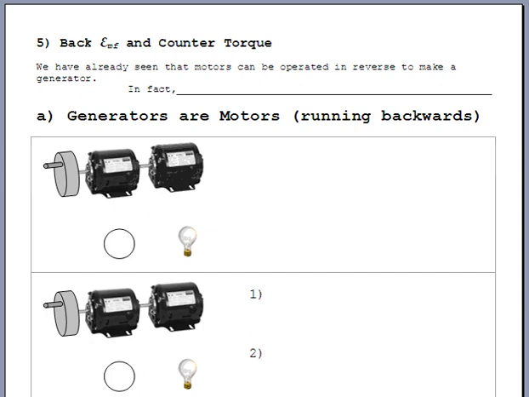We've already seen that motors can be operated in reverse to make a generator. Yep, okay, that's true. But I don't want you to have the impression that it can just be one or it can be the other. It turns out these devices are both a motor and a generator at the same time. So let's put that in here. In fact, motors and generators are both at the same time.